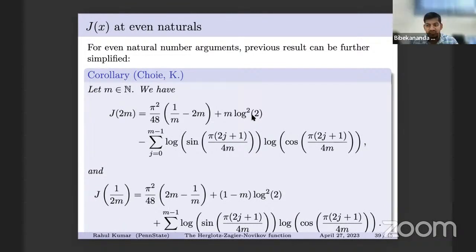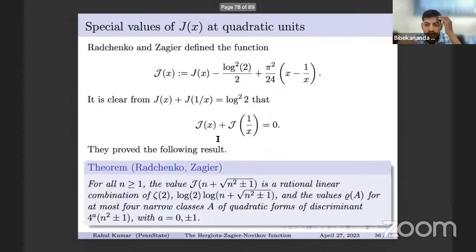That's a different question. And like Zagier, like you mentioned one result of Zagier, where he evaluated at n plus minus square root of n squared plus minus 1. He has written it as a rational linear combination. Does he say anything about it here?